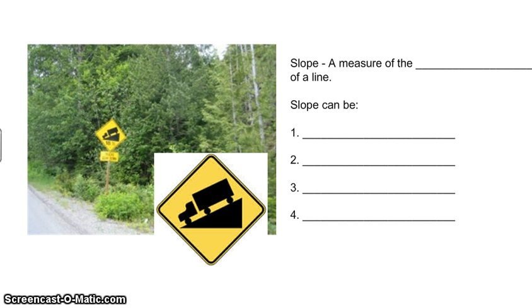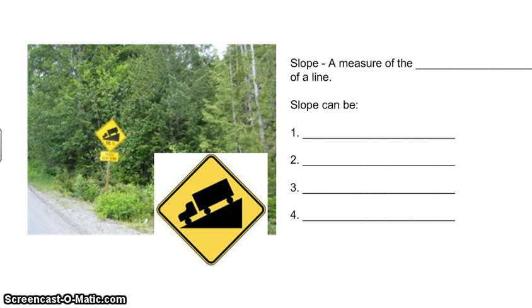So slope. I've got this picture here. You may have seen this driving before. Obviously you weren't driving, but with your parents in the mountains possibly. This is showing the steepness of, let's say, you're coming around a hill. It's showing the steepness of this hill. It's telling you the grade of the incline or decline.